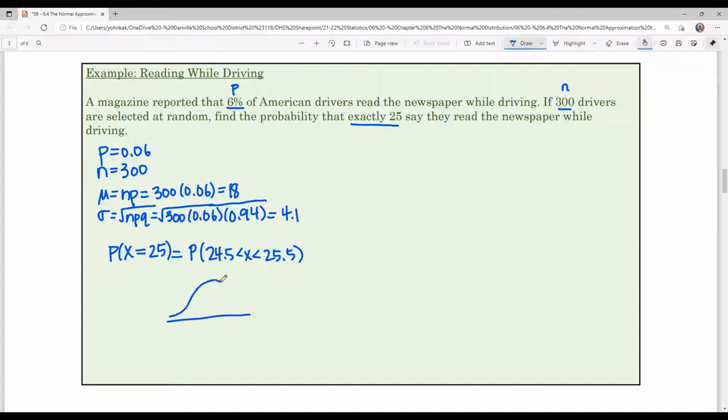So when I draw my picture, my mean is going to go in the center, 18, and my 24.5 to 25.5 is going to look like this. So I'm going to calculate two z-scores, one z-score for 24.5 minus the 18 over 4.1, and then I'm going to find my z-score for 25.5 minus 18 over 4.1.